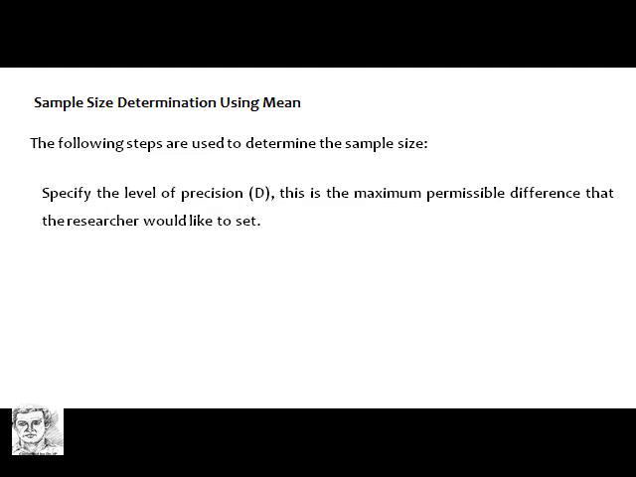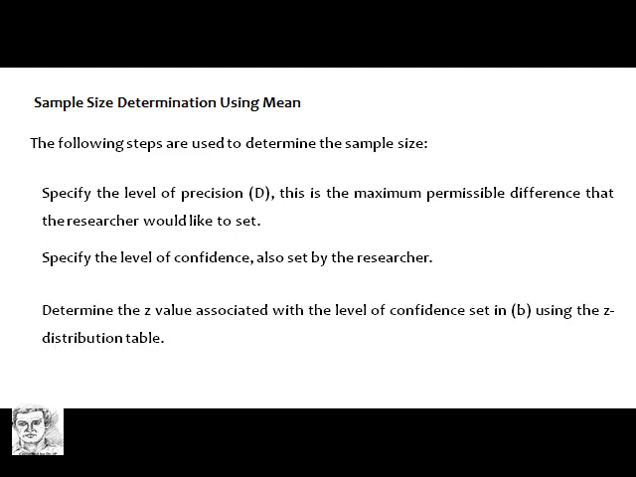Sample size determination using mean. The following steps are used to determine the sample size. Specify the level of precision, D. This is the maximum permissible difference that the researcher would like to set. Specify the level of confidence, also set by the researcher. Determine the z-value associated with the level of confidence set in B, using the z-distribution table.